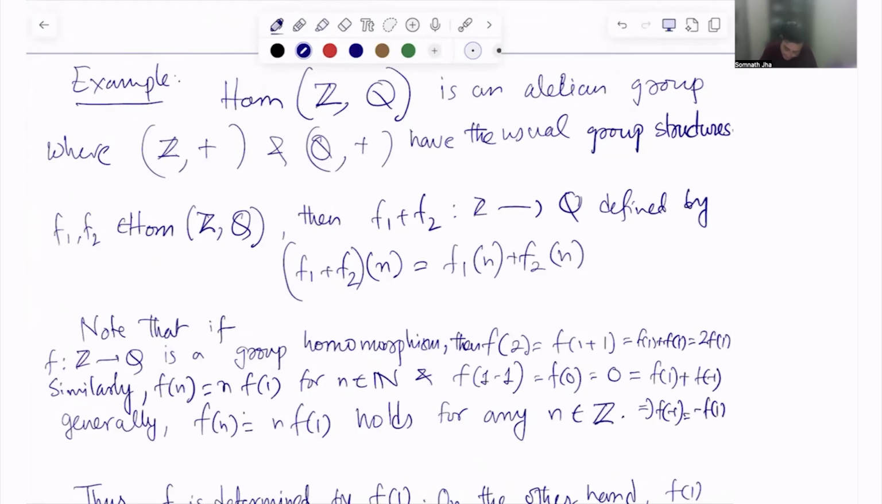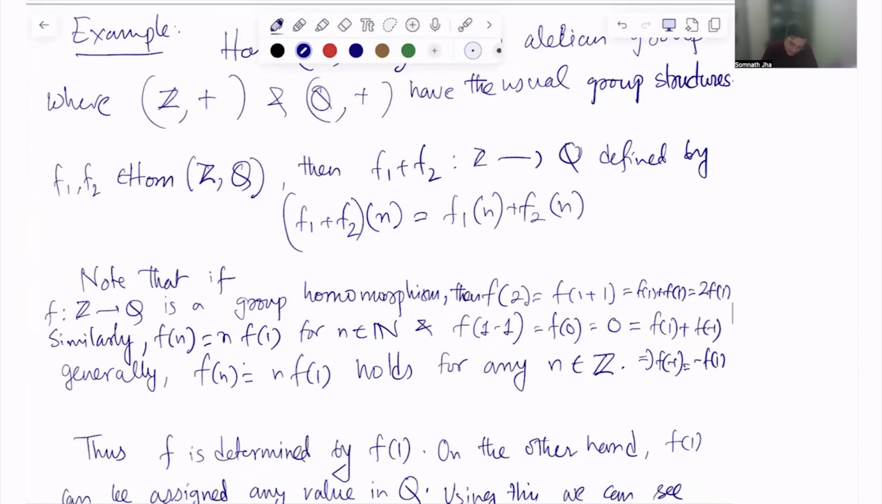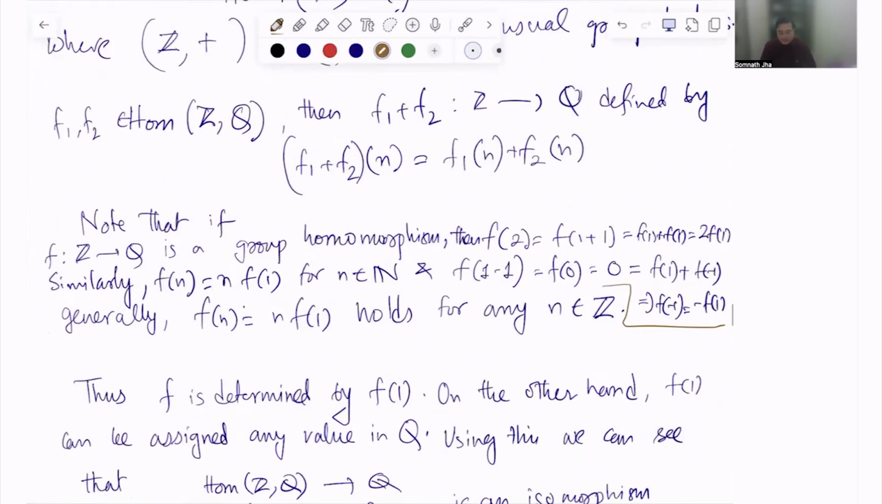Right? So more generally, if f of n equal to n times f of 1 for a positive integer n, and if you have that f of minus 1 equal to minus of f of 1, then from there you can easily deduce that f of n equal to n times f of 1 for any n in Z. So once you know f of 1, then you know the value at f of n, just n times f of 1. On the other hand, f of 1 can be assigned any value in Q.